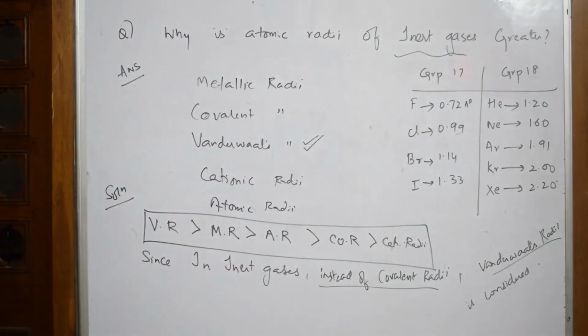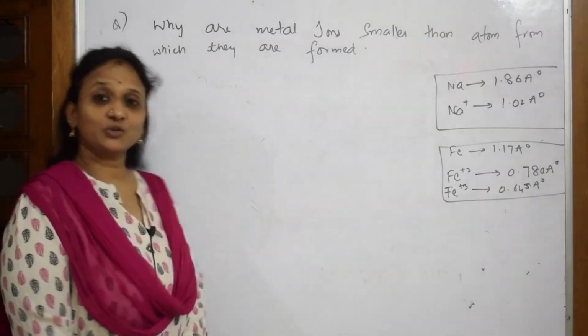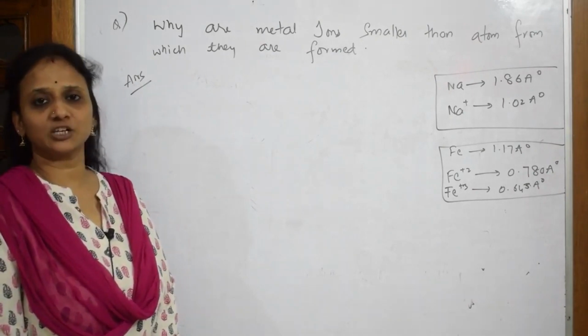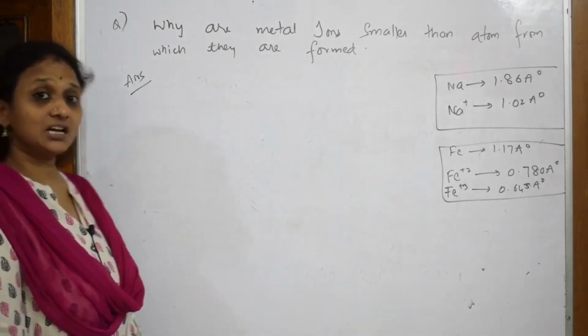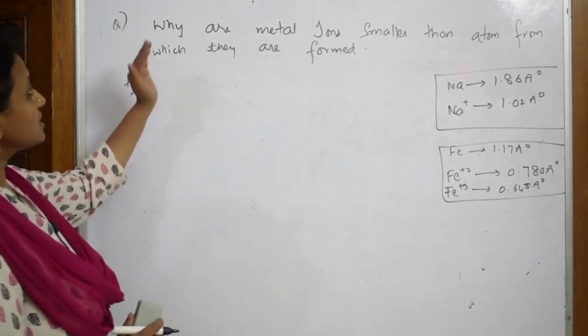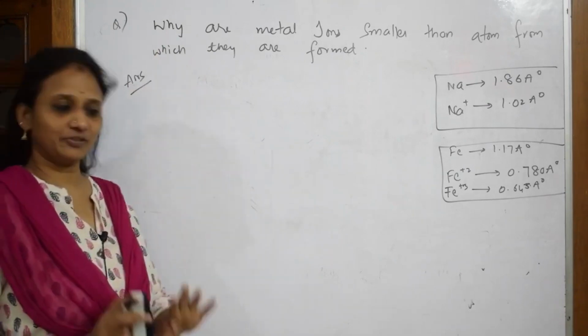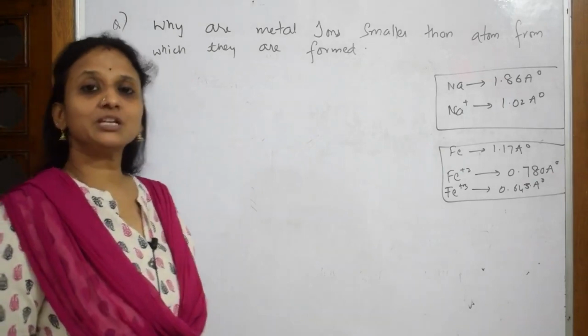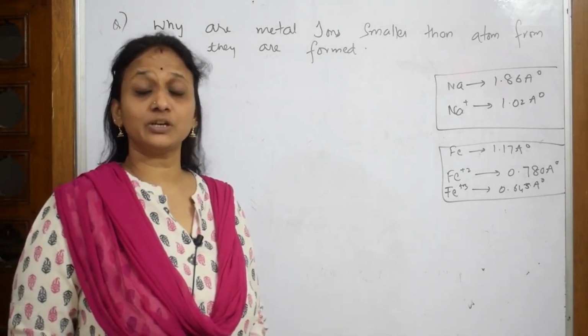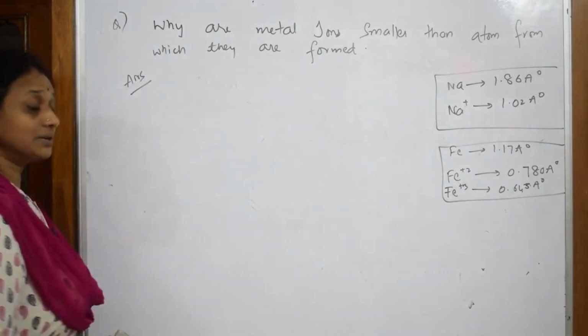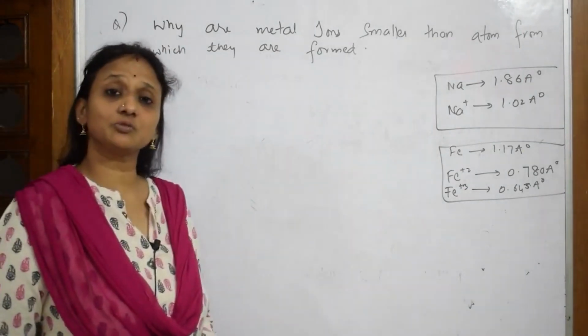Right. Now, one more question, which is based on your concept of size or atomic radii. Let's read this question, see how to answer it. What do they give us? Why are metal ions smaller than the atom from which they are formed? Very nice, an easily given question. But you need to write it in the proper way, relating to the question. Let's read. What do they say? Why are metal ions smaller? Which metal ions are smaller?